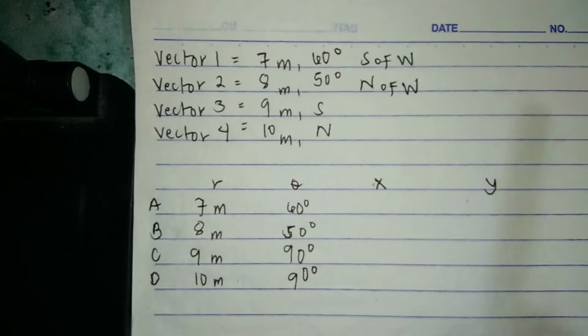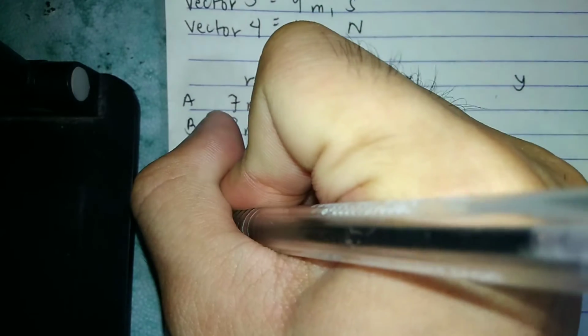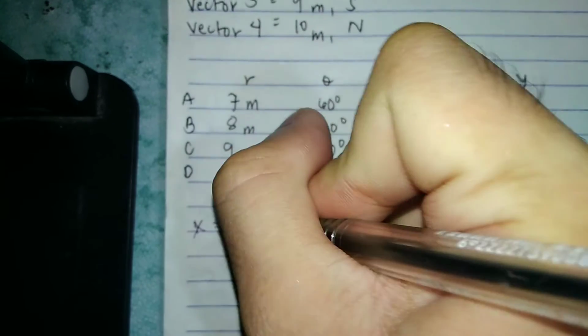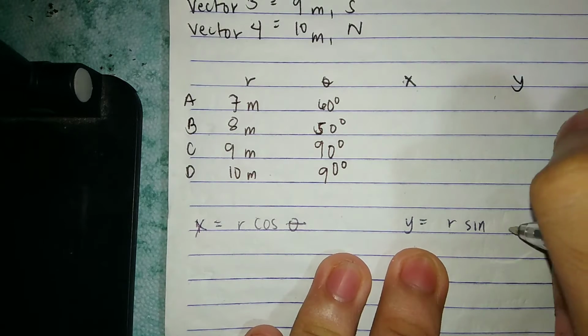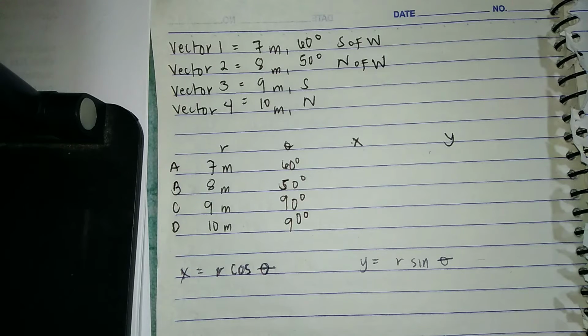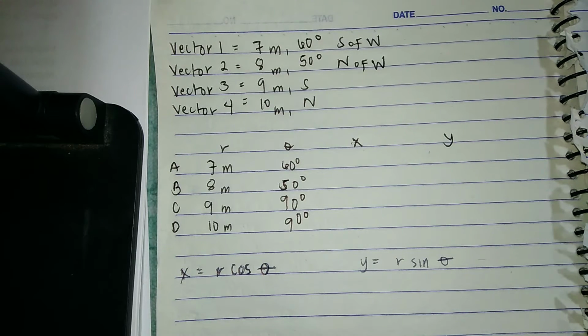Now, using our scientific calculator, let's find the value of x and y in each vector. To find the value of x and y in each vector, I will write down the formula. But before we solve the value of x and y in each vector, let's find first the sign of each vector.